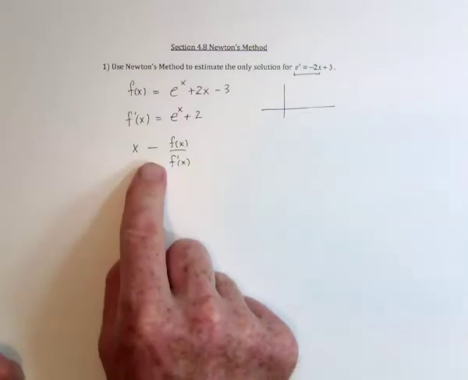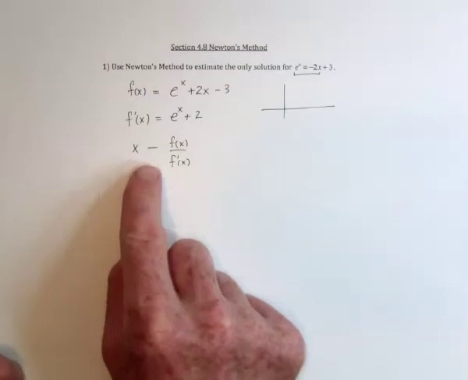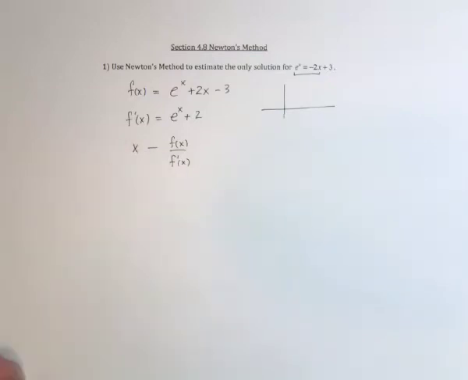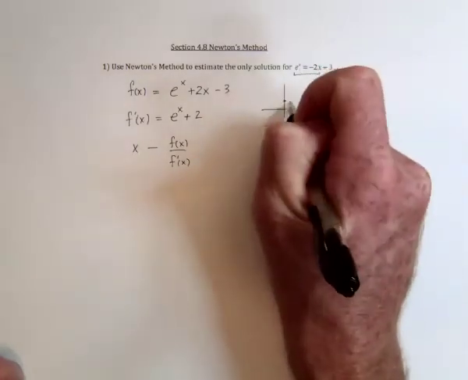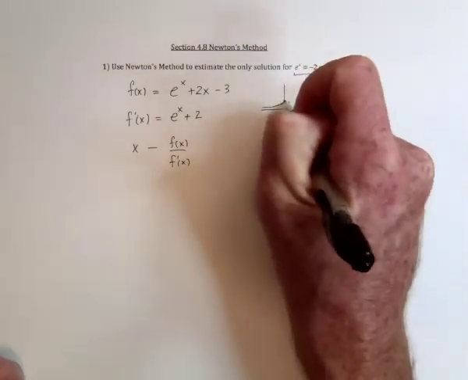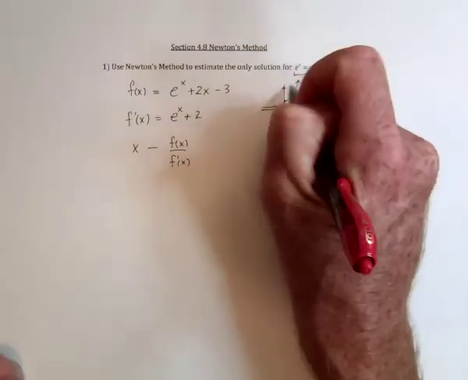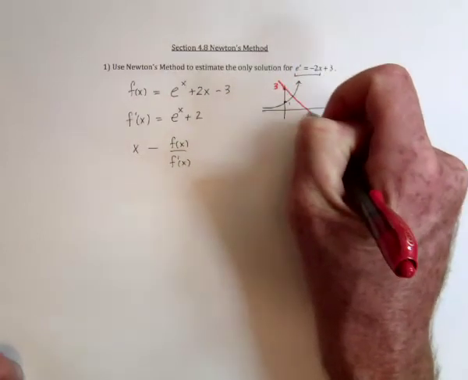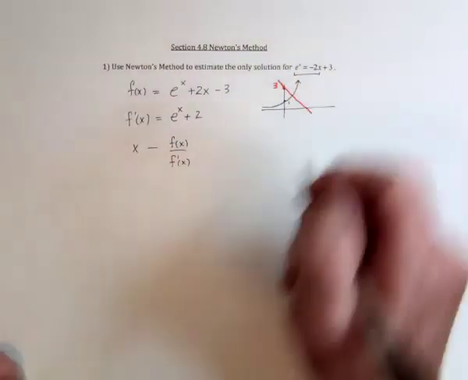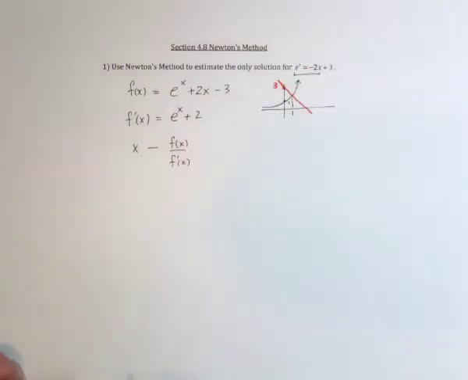You take a guess, plug it in there, take the result, plug it back in there. Take the result, plug it back in there. And eventually, you'll get a solution. So to get a guess, right here's 1. The graph of e to the x goes like this, grows exponentially. And then this crosses the y-axis right here at 3, and then it goes down at a slope of -2. So as my guess, I'm going to say x equals 1.